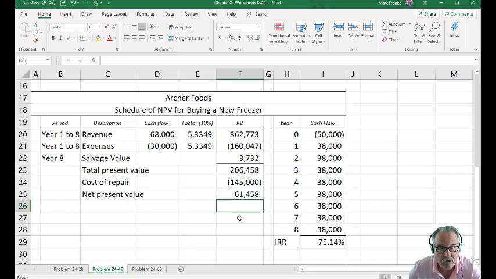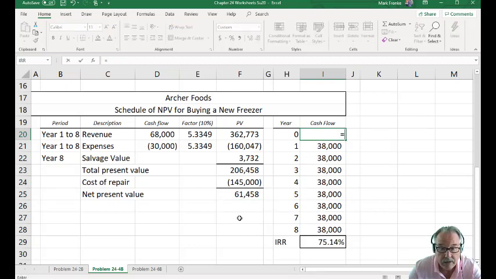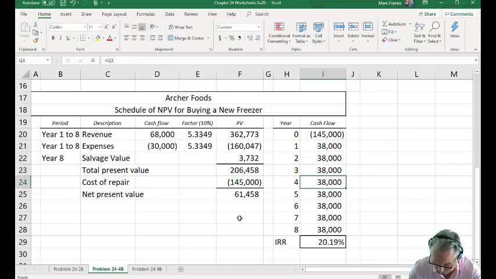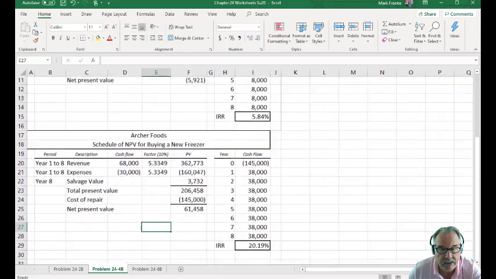$145,000. So our net present value is $61,458, and if I plug in the cost of repair of 145,000, our internal rate of return on this project is 20%. So you can see from the net present value that it's way over 10%, but if we calculate the actual internal rate of return, it's 20.19%.